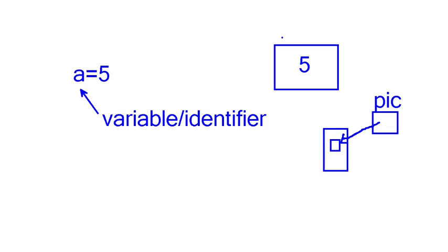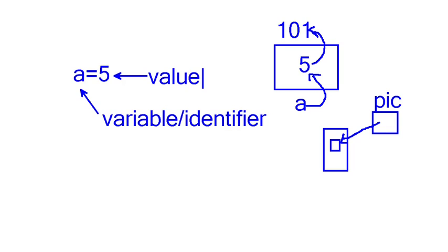Say for example this address is 101. This is the address, and here A is referring to a value 5. Now this 5 is located in address, say for example 101. So this A is nothing but a variable, or we call it identifier, and this 5 is nothing but a value here.